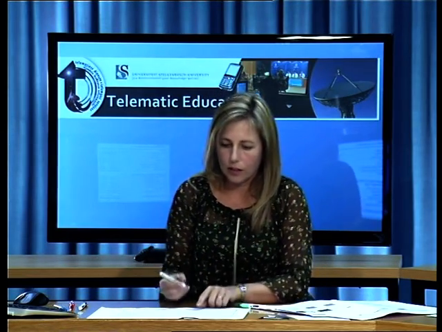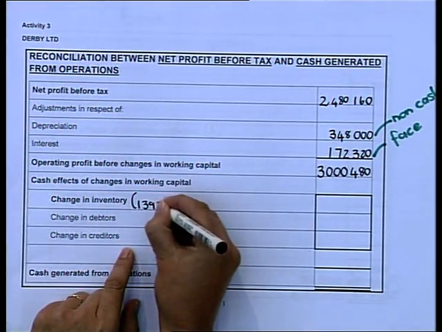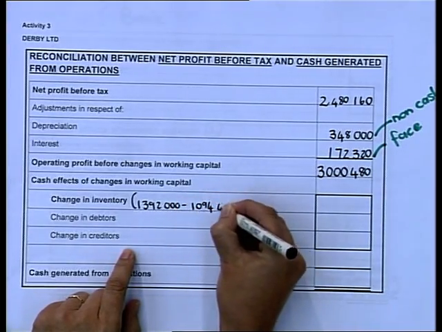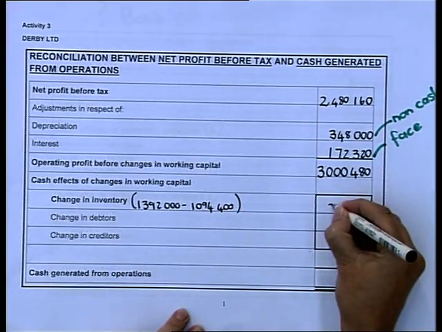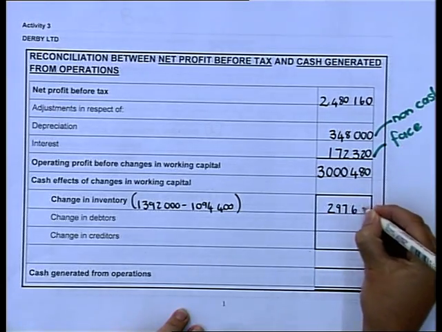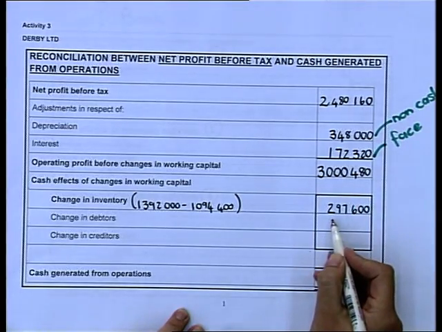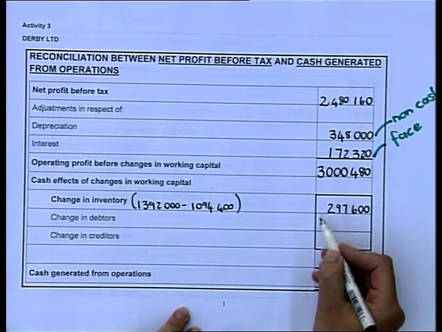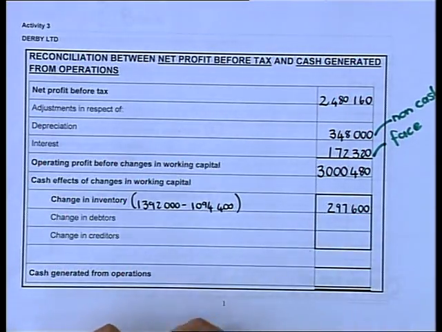So if you write that down, you'll see change in inventory. At the beginning of the year, it was 1,392,000. At the end of the year it is 1,094,400. That means that 297,600, a positive figure, I don't have a bracket here, positive figure came into the business in terms of cash because the inventory decreased. Then if I look at my debtors, that's the next item on the list.